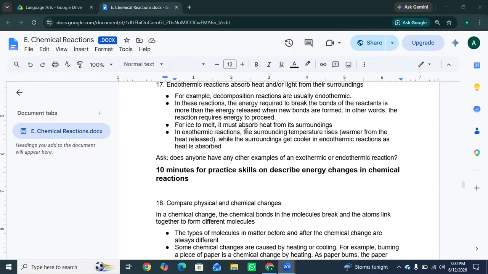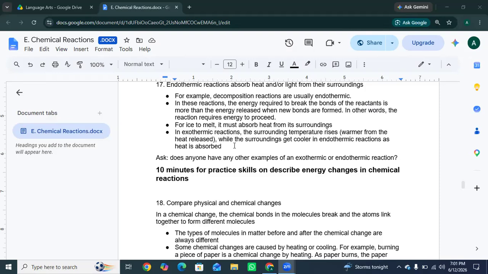In these reactions, the energy required to break the bonds of the reactants is more than the energy released when new bonds are formed. In other words, the reaction requires energy to proceed. It takes more energy to break the old bonds than the energy you get back when making new ones. You are at an energy deficit, so the reaction has to suck in extra energy to work.